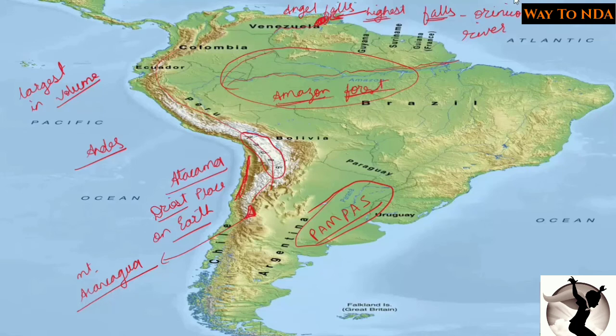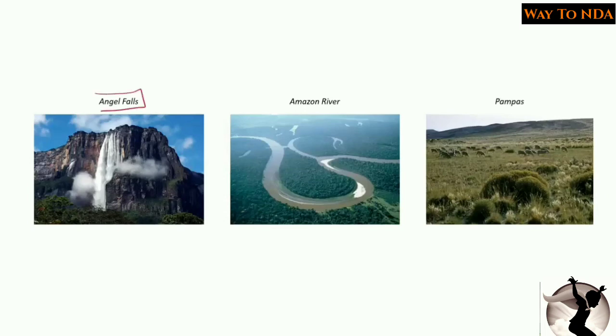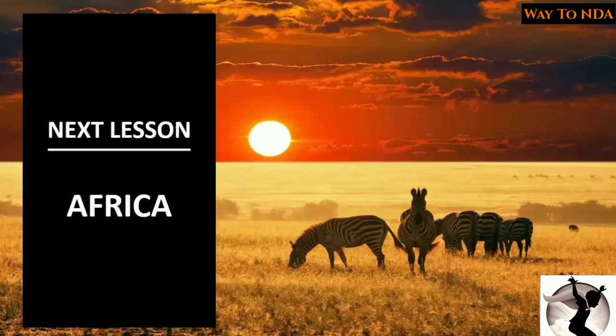So we have covered almost everything, the very important things. This is the Angel Falls we were talking about on the Orinoco River. This is the Amazon River, you can see it is meandering and flowing through the Amazon forest. Here you can see the Amazon forest, the lungs of the earth, a very dense rainforest. And these are the pampas, the grasslands in South America. Remember this. So that's all about the South American continent. In our next lesson we will study about the African continent. Till then, stay tuned.